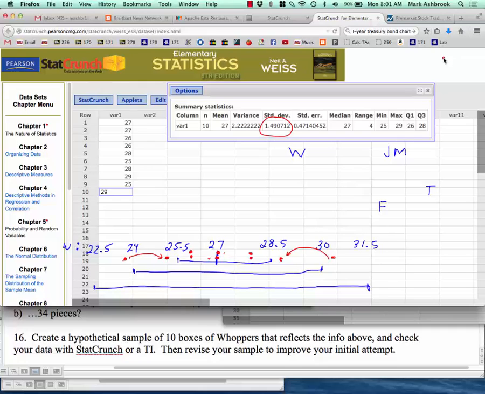But practice with jujubes. And the great thing is, you can just guess and then use StatCrunch and see how you did, and then revise your attempt. So you don't have to be afraid of being wrong, because it's all about estimating anyway. You just try something, crunch the data that you made up, and see how it matches what you were going for. Make sense?